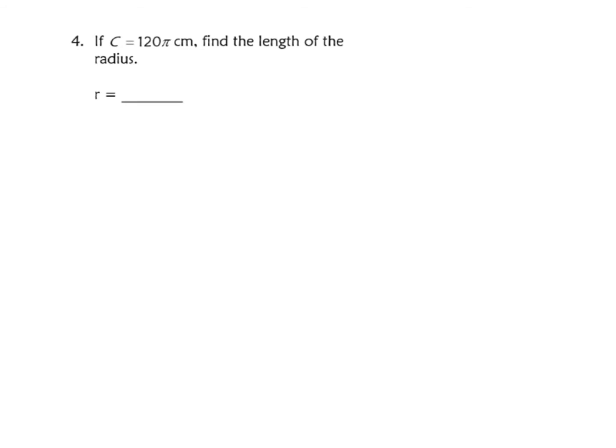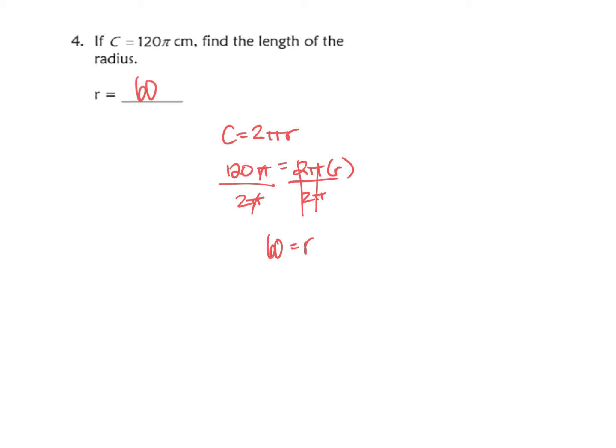Number 4 says if our circumference is 120 pi, find the length of the radius. So we know circumference is 2 pi r. So 120 pi is equal to 2 times pi times my radius, and we're solving for our radius. So I can divide by 2 pi. Okay, so cancel out my pi's there. 120 divided by 2 is 60. So my radius is 60.